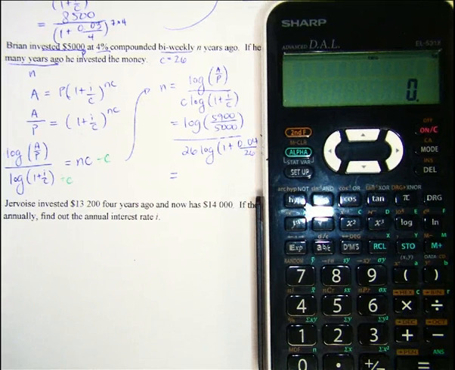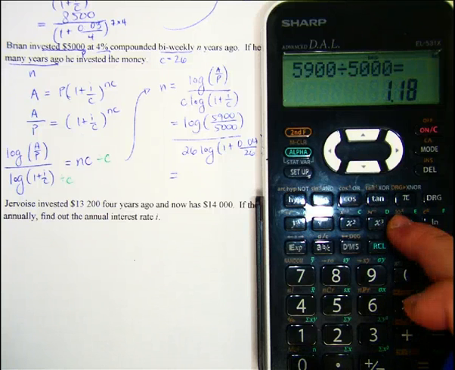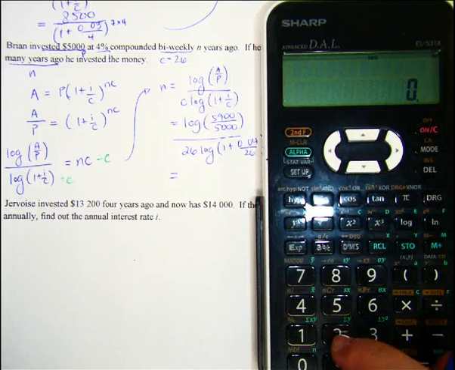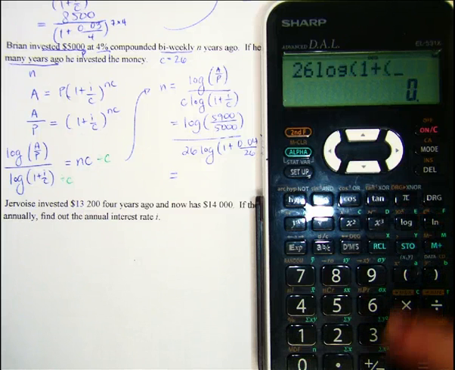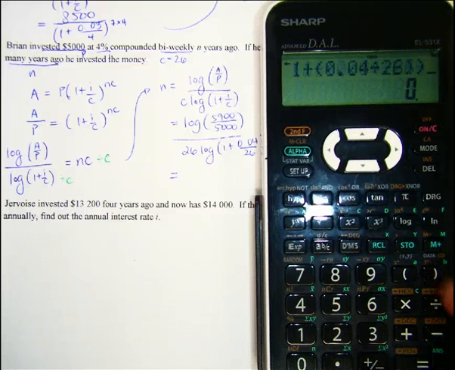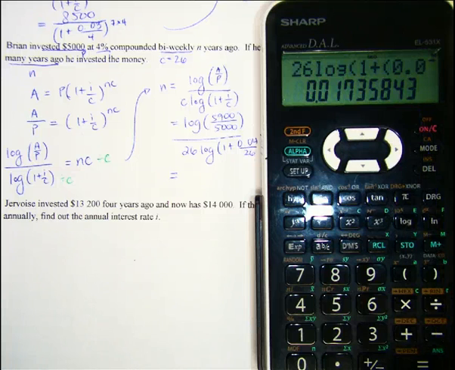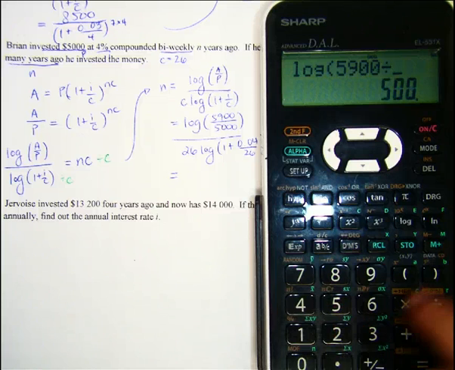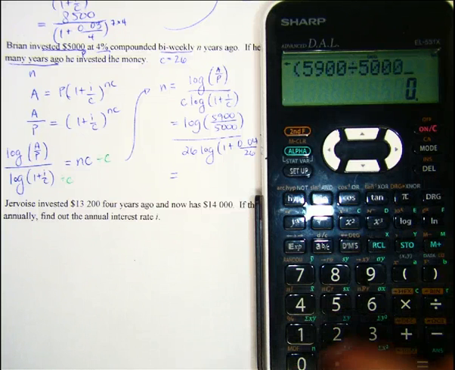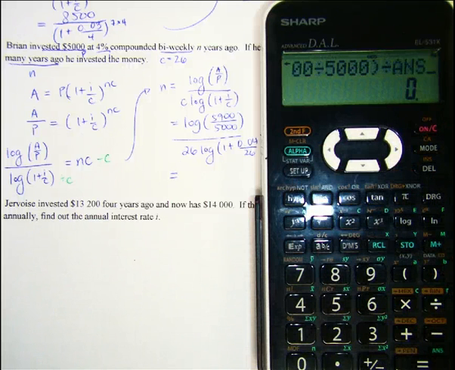All right. So I'm going to do 5,900 divided by 5,000. Okay. I'm going to do, actually, let me go back. I'm going to do 26 log of bracket 1 plus bracket 0.04 divided by 26. So that way I'm taking care of my denominator. And now that I have this, I can do log of bracket 5,900 divided by 5,000. That takes care of my numerator. And divide it by the answer on my calculator. It's alpha and then equal sign. And that gives me 4.14.